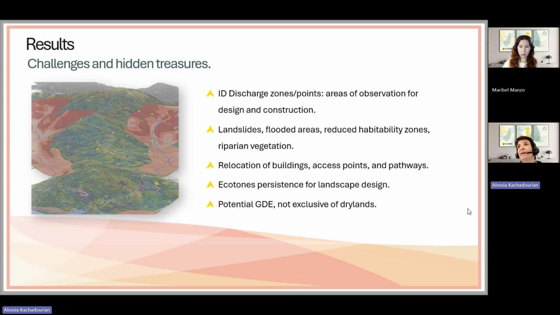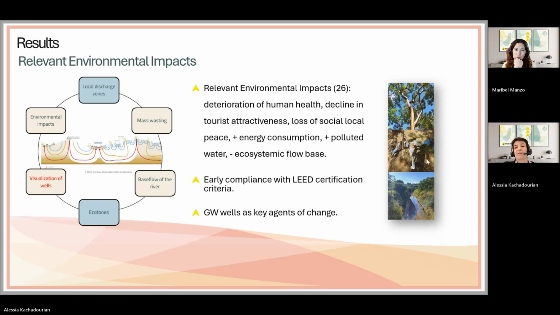And another contribution that we didn't expect was that the distribution of the different manifestations of the hydrogeological process controlled by the regional groundwater flow systems were the ecotones to design the landscape. So here we have some of the findings that transform the unseen aspects into resources for sustainable design.